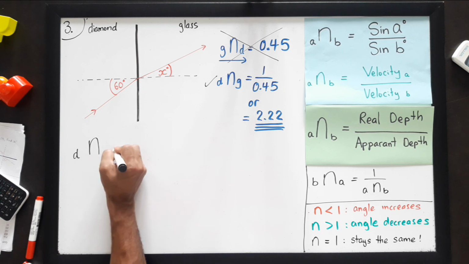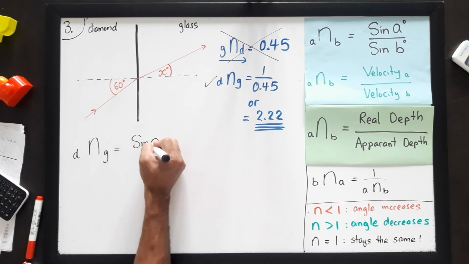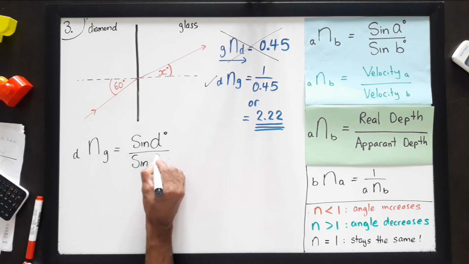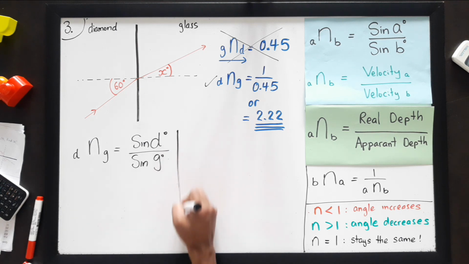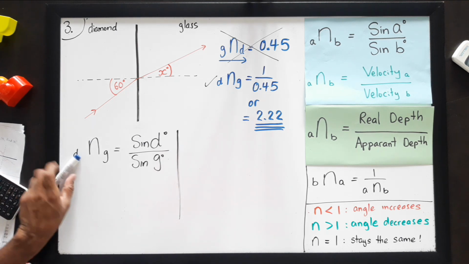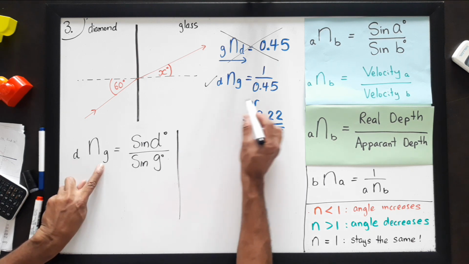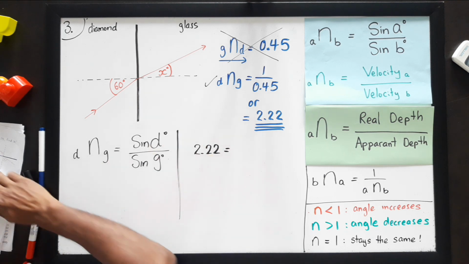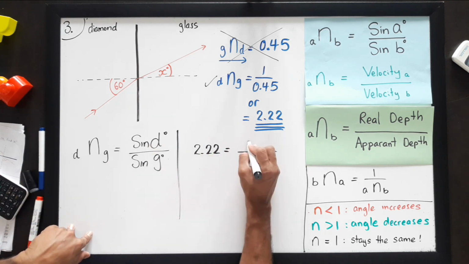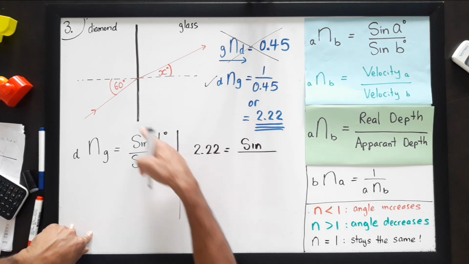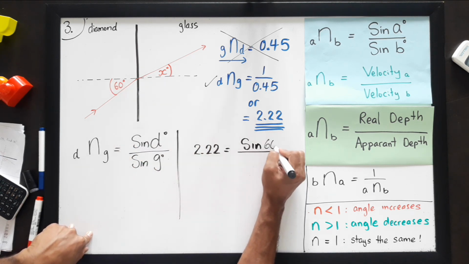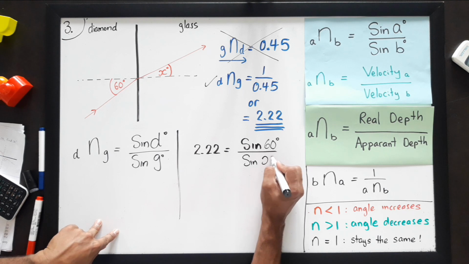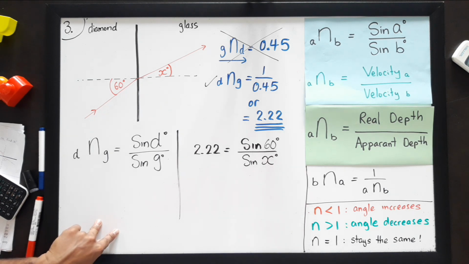DNG is equal to sine of the angle in diamond. First letter goes on top. Second letter goes underneath. Right. So let's write in what we have here. The refractive index from diamond to glass is no longer 0.45. It's actually 2.22, right? And this is equal to the sine of the angle in diamond. The angle in diamond is 60 degrees. Divided by sine of the angle in glass, which the examiner chose to call x.